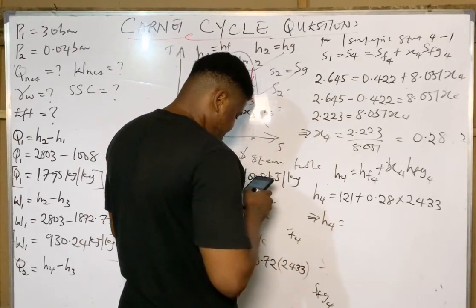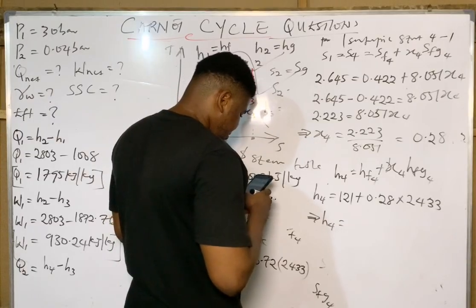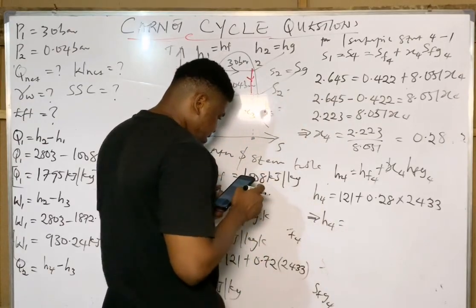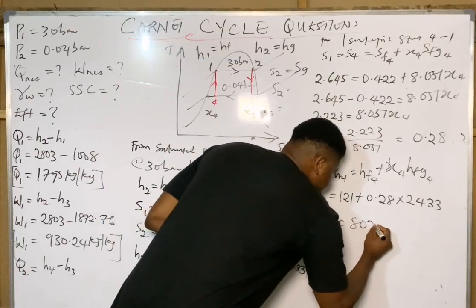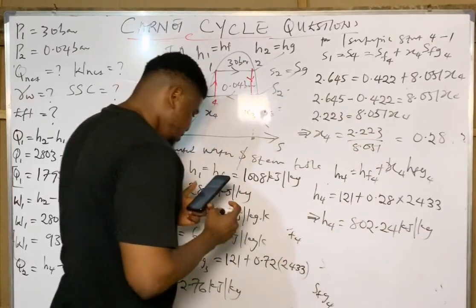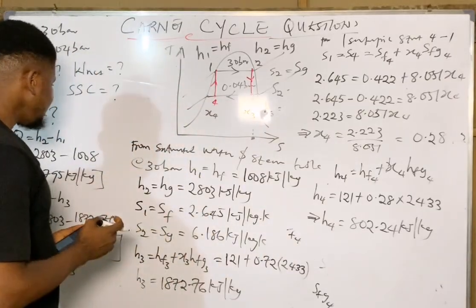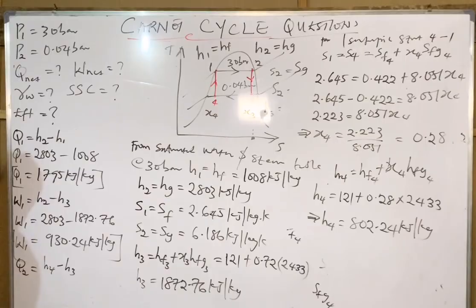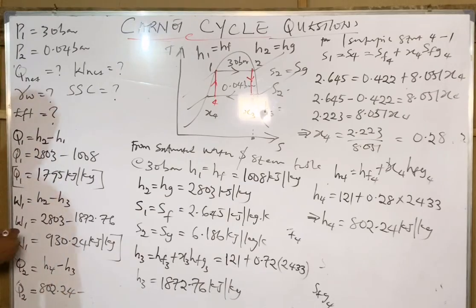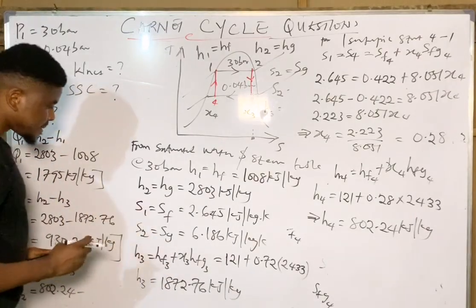2433 multiply 0.28 plus 121. That simply gives us 802.24 kilojoules per kilogram. So now that we have H4, we can find the heat supplied or the heat removed from the system. Q2 is now going to be equal to H4, 802.24, minus H3, and we got H3 earlier.